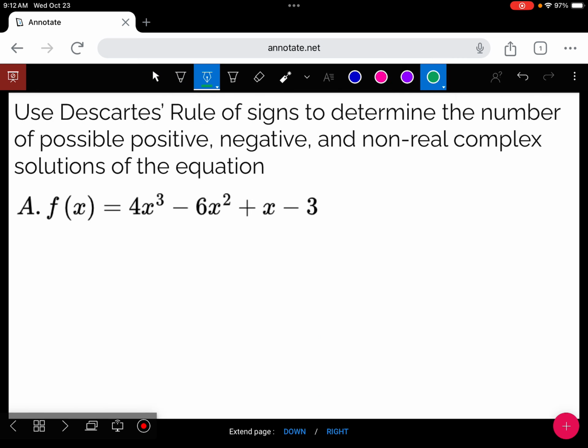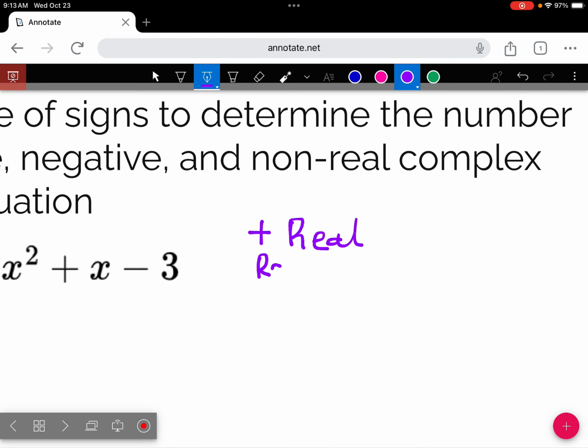Okay. So this will be how the questions get worded. It says use Descartes' rule of signs to determine the number of positive, negative, and non-real solutions we have to the equation. So we get our positive real roots by counting. That is not how we spell real. There we go. Or how we spell root. I'm so good at braining today.